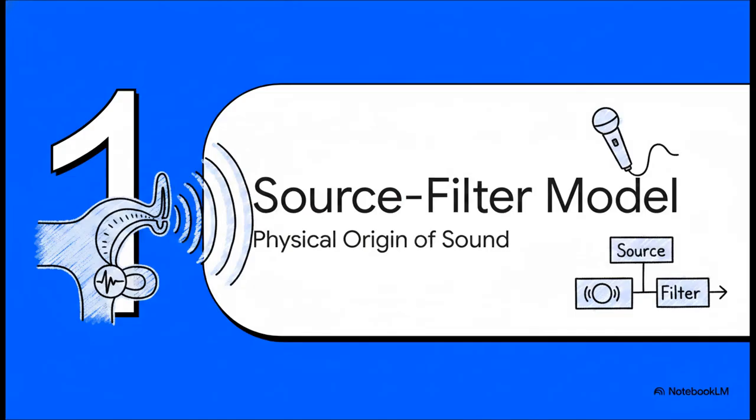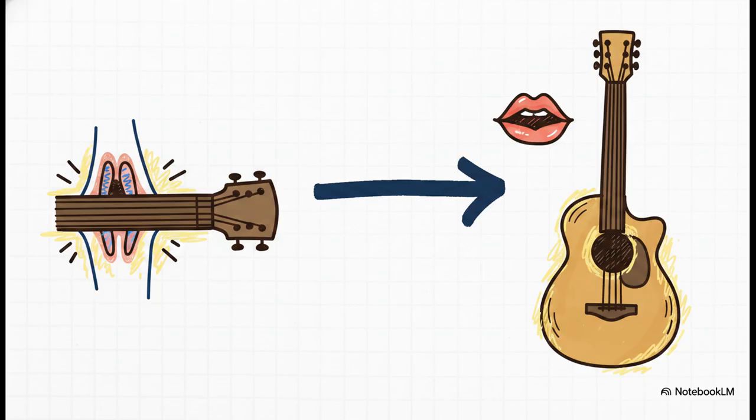All right, step 1, the source filter model. To understand how machines process speech, we've got to start right at the physical origin of sound. Imagine your vocal cords are just guitar strings. When air hits them, they vibrate and give off a basic pitch, essentially just a buzz. That's our source. But a buzzing string by itself doesn't sound like a beautiful guitar chord, right?